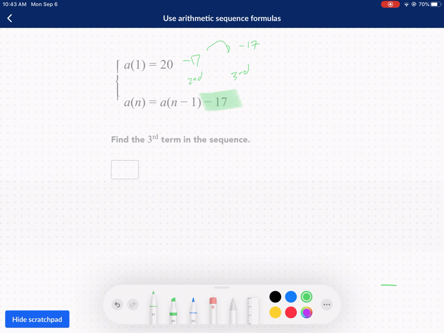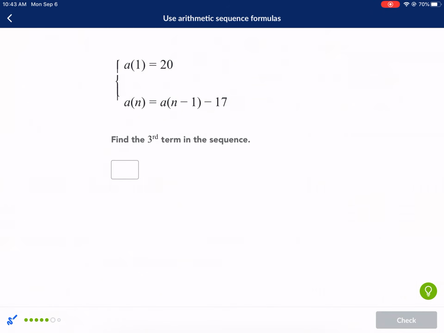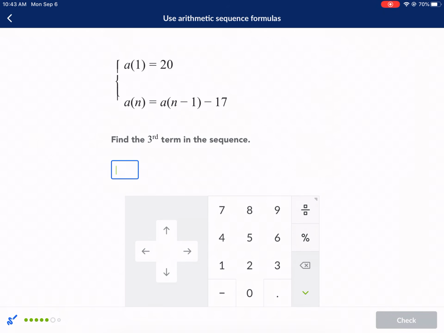And again, just so you're aware, it would be 20 minus 17, because that's the pattern. That'd take us to 3, and then we minus 17 again, and that would take us to -14 for our third term in the sequence. So -14. -17 twice is -34. -14 is the third term of the sequence.